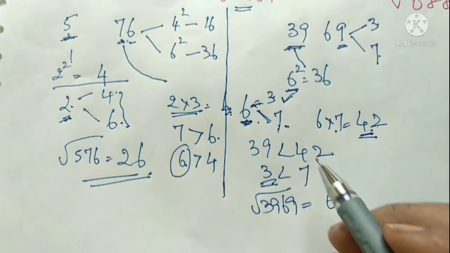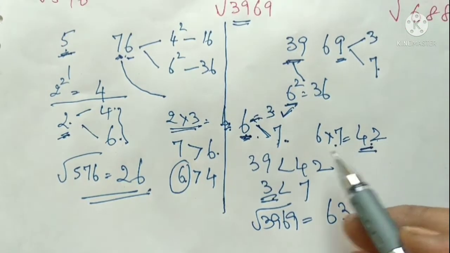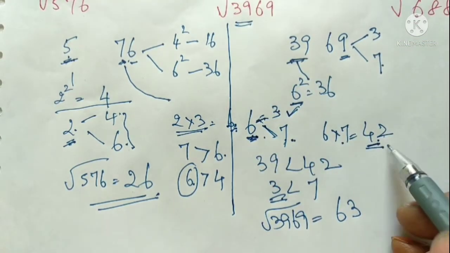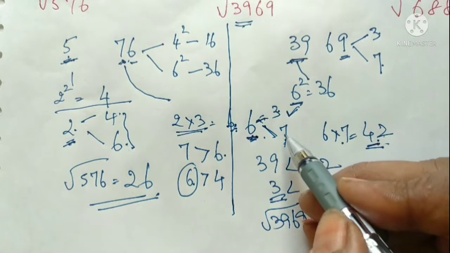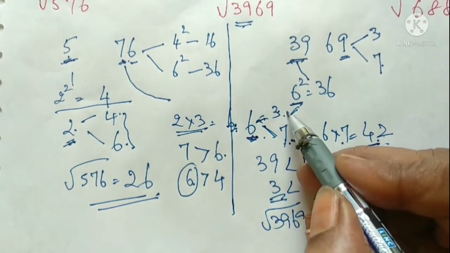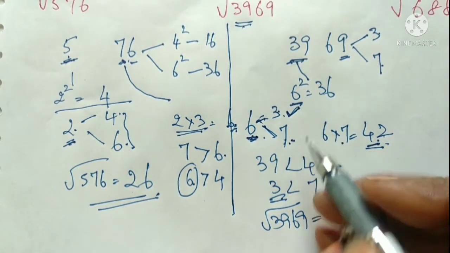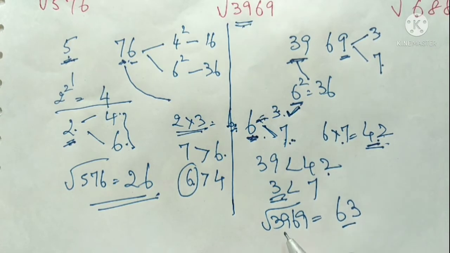Again I repeat, since 39 is less than 42, because this is less, out of 3 and 7, we have to take the smaller number, that is 63. So the square root of 3969 is 63.